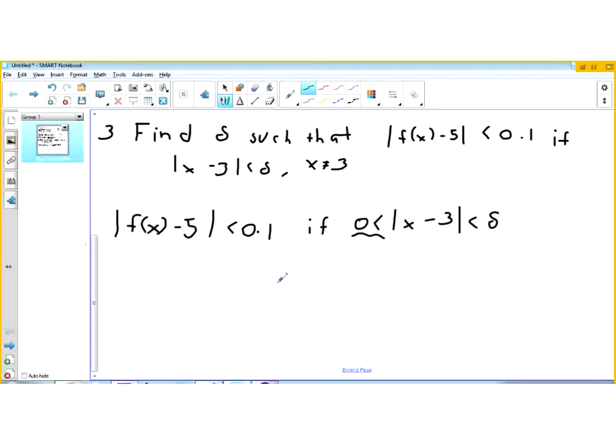So what is my delta? How do I calculate my delta? Here's how. We go ahead and plug in the definition for f of x, since x is not 3. So what is the definition of f of x? When x is not 3, f of x is defined as 2x minus 1. So plug in the definition.